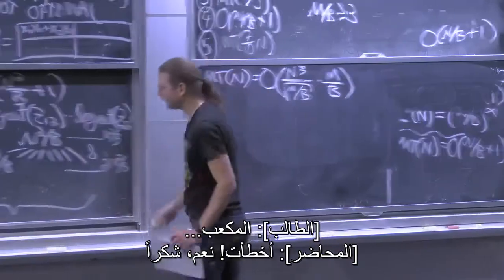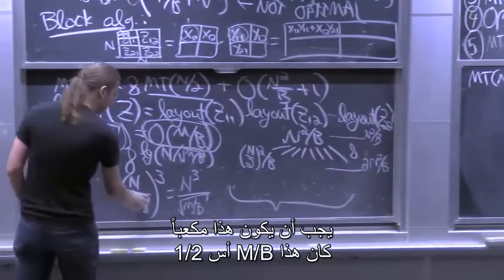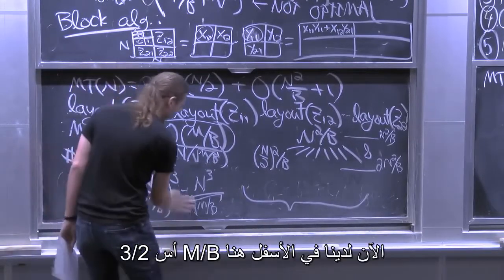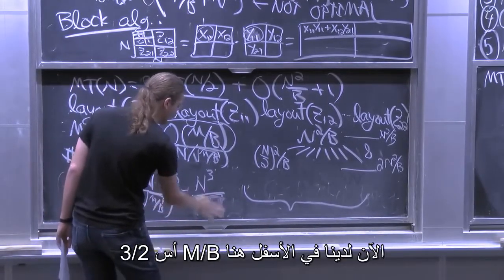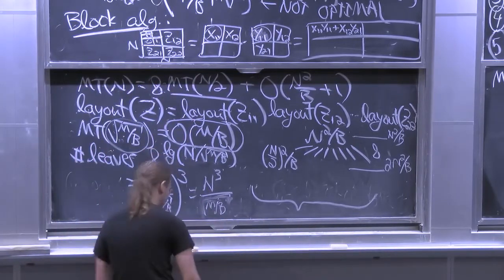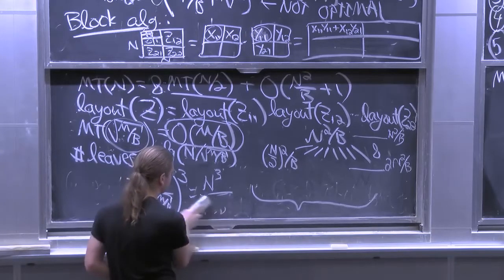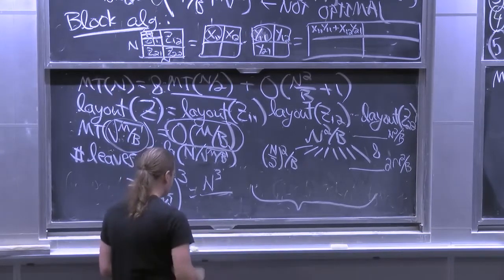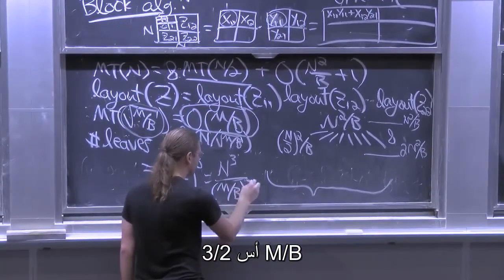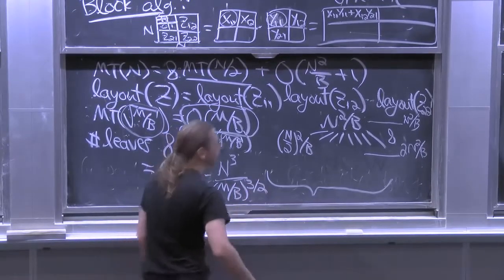I made a mistake. Yeah, thank you. This is supposed to be cubed. So this was (M/B)^(1/2), so now we have down here (M/B)^(3/2). Thank you. Thought that looked weird. All right, (M/B)^(3/2). Okay.